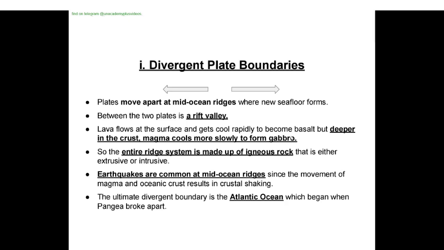Lava flows at the surface and gets cooled rapidly to become basalt, but deeper in the crust, magma cools more slowly to form gabbro. So the entire ridge system is made up of igneous rock that is either extrusive or intrusive. Earthquakes are common at mid-ocean ridges since the movement of magma and oceanic crust results in crustal shaking. The ultimate divergent boundary is the Atlantic Ocean, which began when Pangaea broke apart.